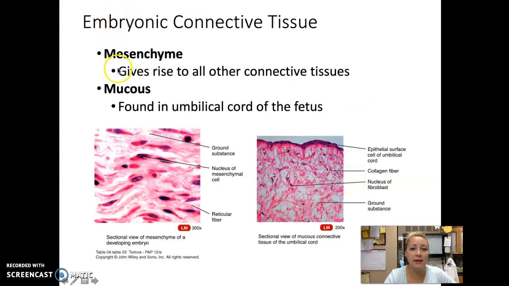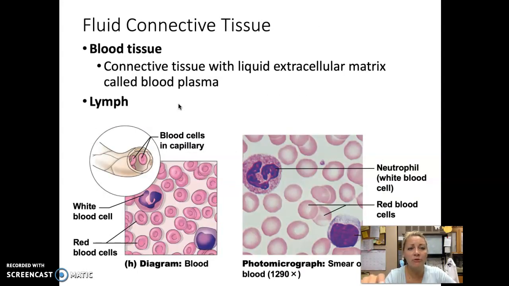For our embryonic tissues, this is what makes all of your other connective tissues. Like how we were talking about mesothelium makes all of your muscles and organs and things like that. Okay, mesenchyme can make all of your connective tissues. And then you've got mucous connective tissue, which would be in the umbilical cord, and that stops after the umbilical cord's gone.